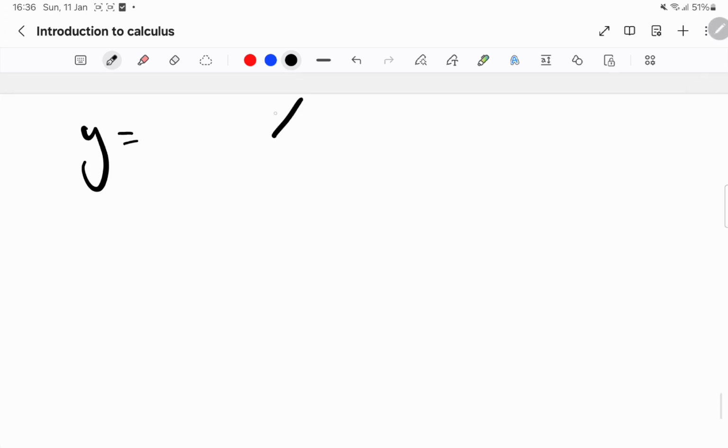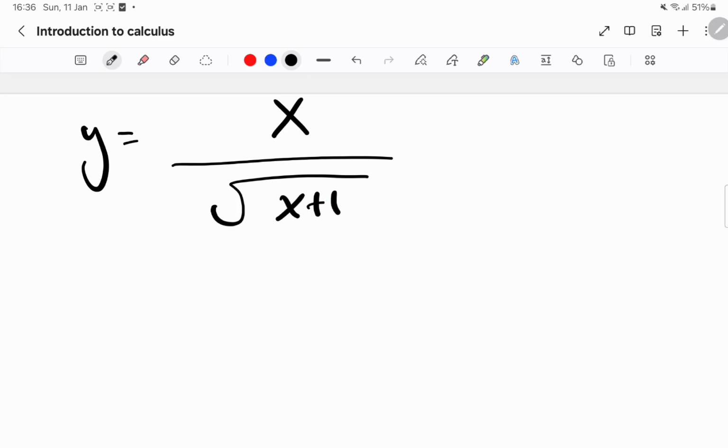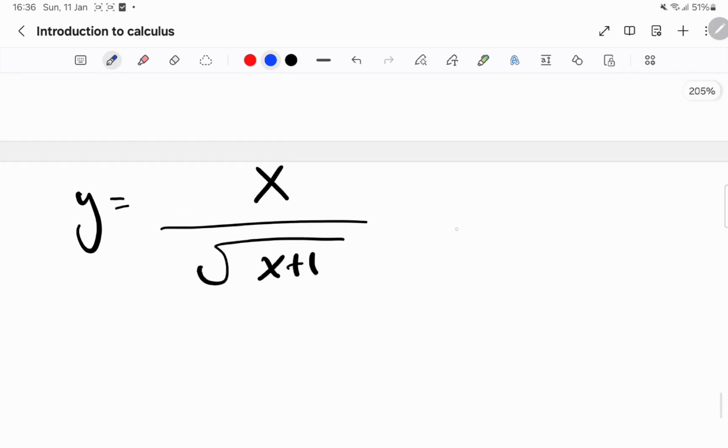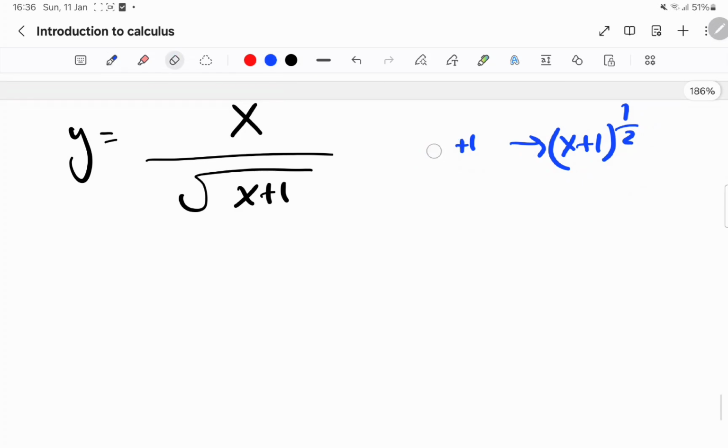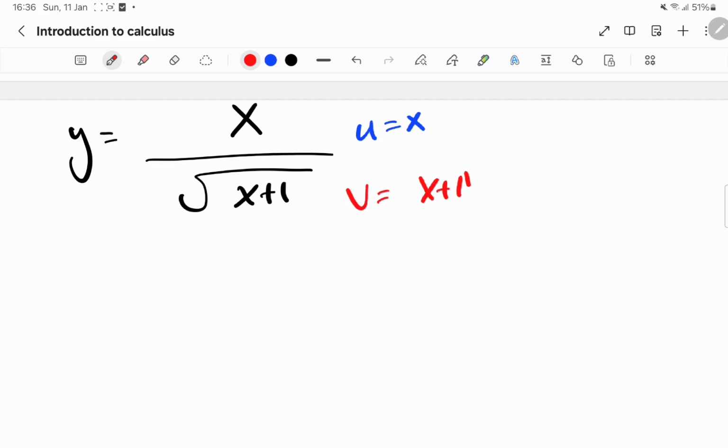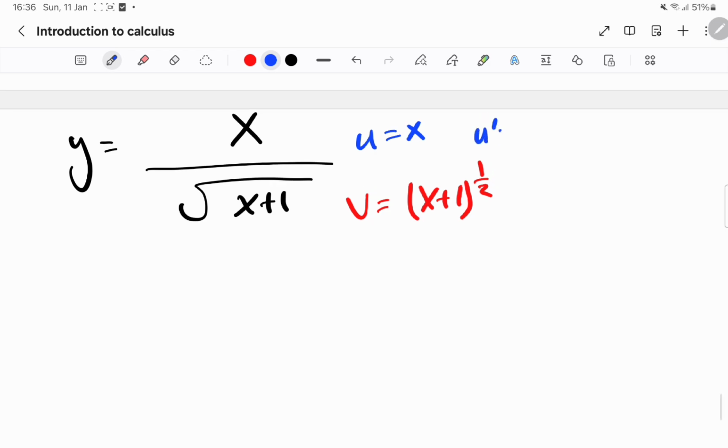y is equal to x over the square root of x plus 1. Okay? And as you guys remember, the square root of x plus 1 is basically just x plus 1 to the half. And it's the same process as usual. u is equal to x. v is equal to x plus 1 to the power of a half. u prime is 1.